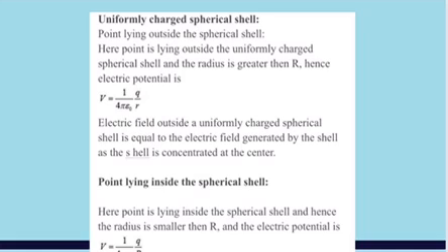Next, we have the point lying inside the spherical shell. Here, the point is lying inside the spherical shell, and hence the radius is smaller than R. And the electric potential is given by this. It is the same as before, but the difference from the given earlier is that the small r is for the uniformly charged spherical shell, and in the point lying, the Q is on top, and the big R is the radius of the point lying.